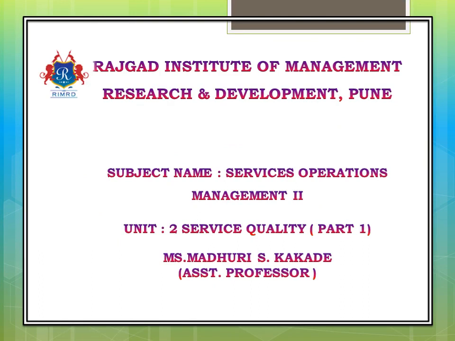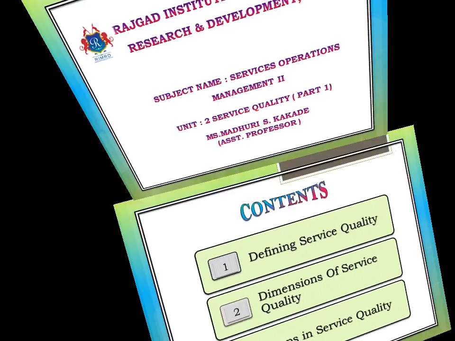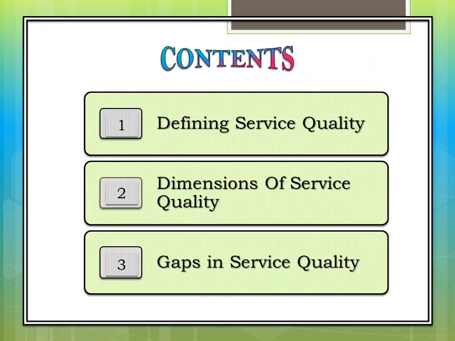This session is for Operations Specialization students. The subject name is Services Operations Management 2nd. Today, I will be starting Unit 2nd, Service Quality Part 1. Contents of this session: first, defining service quality; second, dimensions of service quality; third, gaps in service quality.